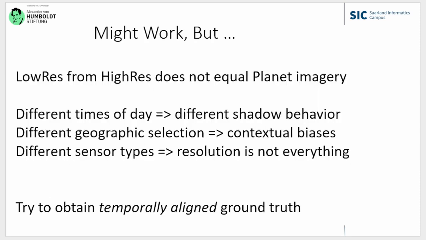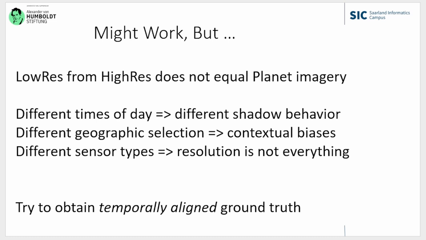Planet imagery does. For example, this might come from different times of day. This might relate to different shadow lengths, et cetera. The punchline in the end is we still want something that is proper ground truth. So we want to take something that's temporally aligned. How could we do this?